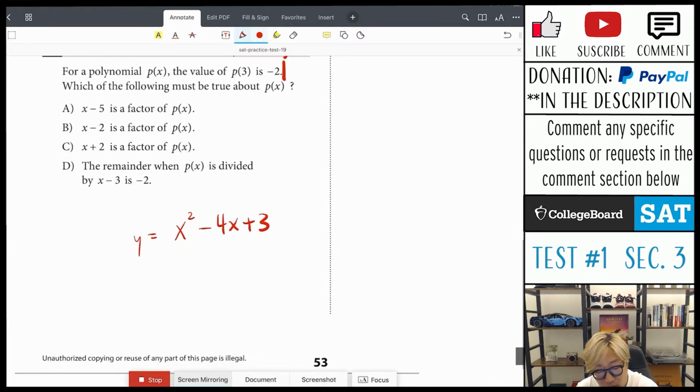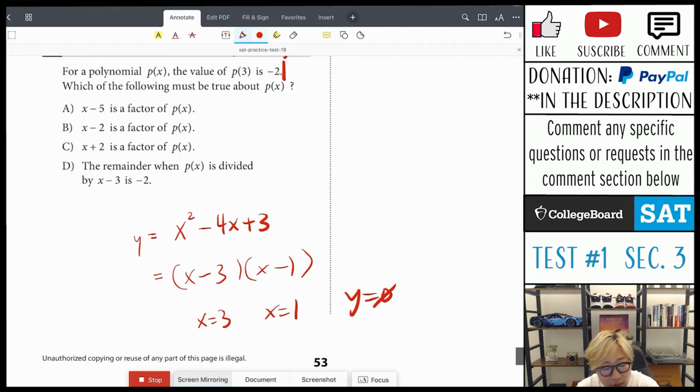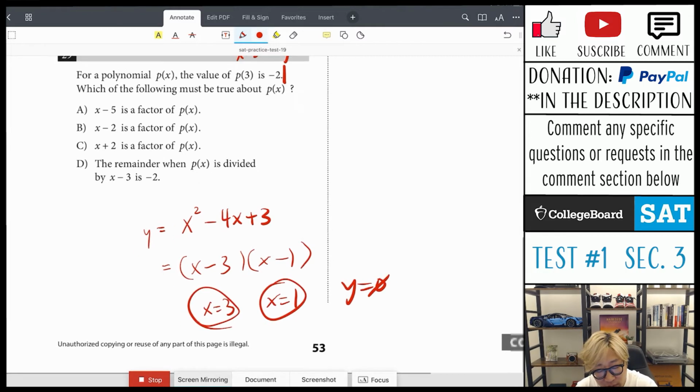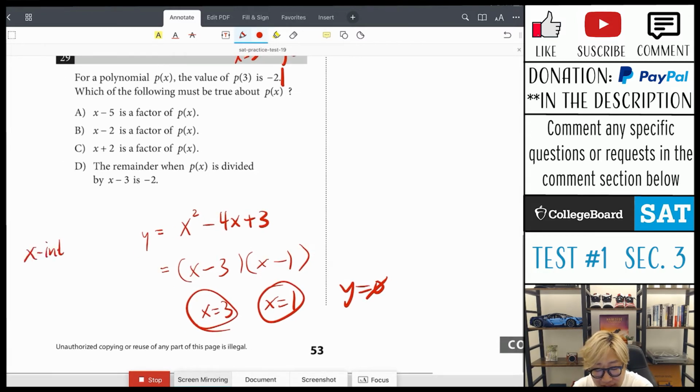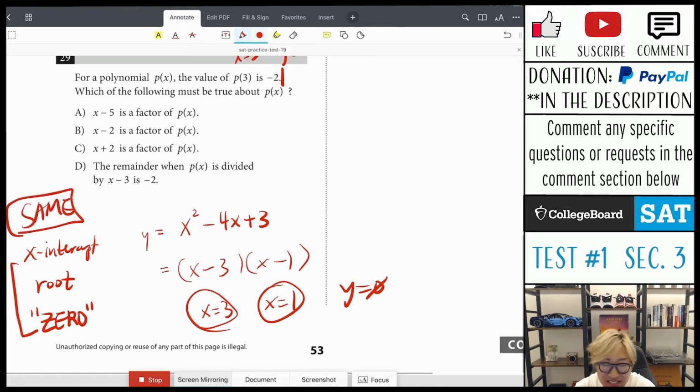We factor it, and then x minus 3 and x minus 1, when we say x is equal to 3 and x is equal to 1. When? When y is 0. That's why these are called three different names: x-intercept, roots, or zeros. By the way, they all mean the same thing. It's just the same term named in three different ways. They're called zeros because it makes y 0.